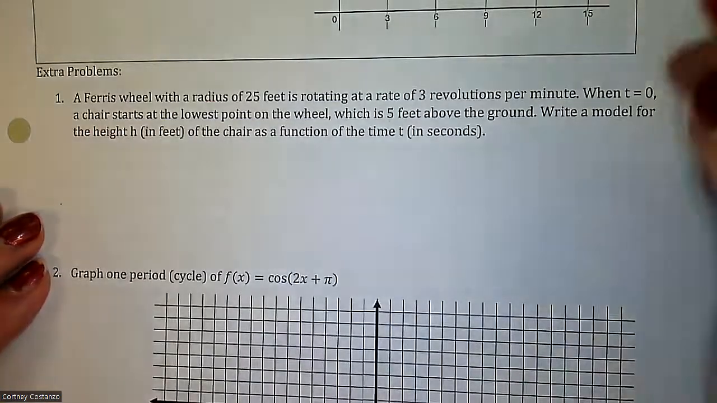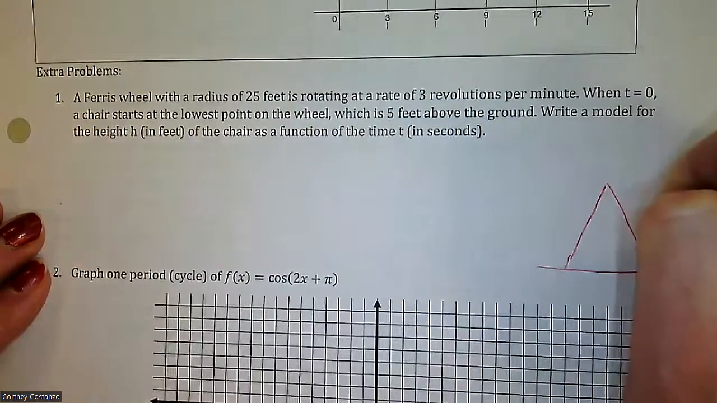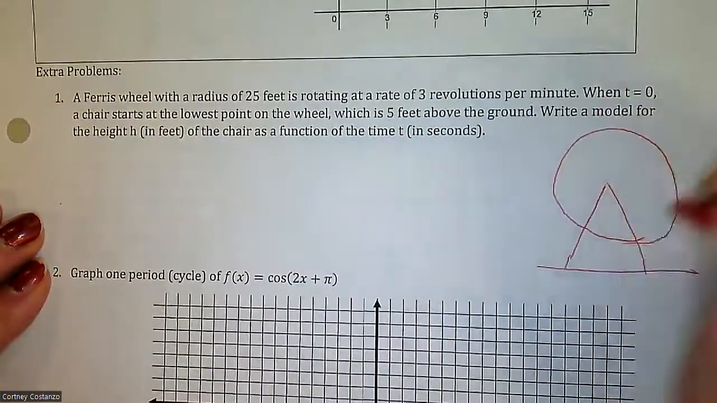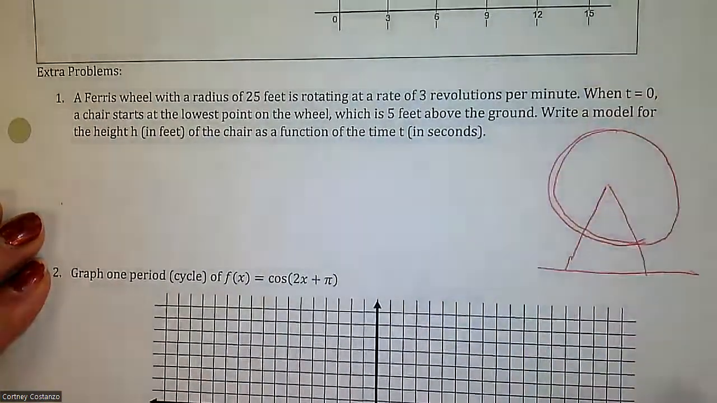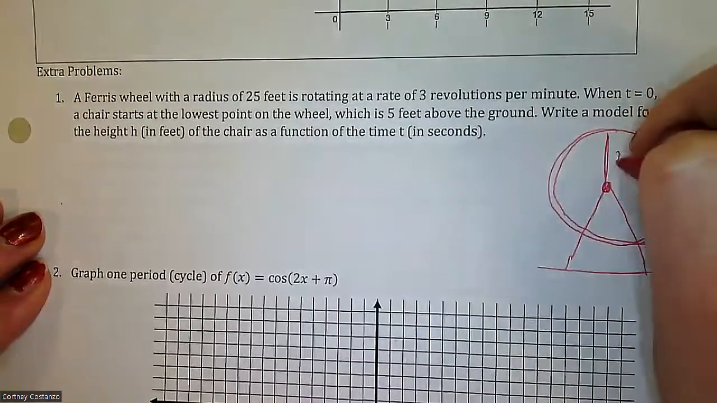All right, let's draw a little sketch of our little Ferris wheel over here. This is my Ferris wheel. And whee, there's my Ferris wheel. I'm such a good drawer. Okay. The radius of my Ferris wheel is 25.